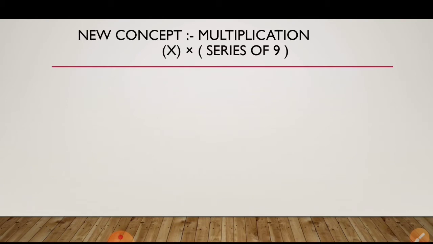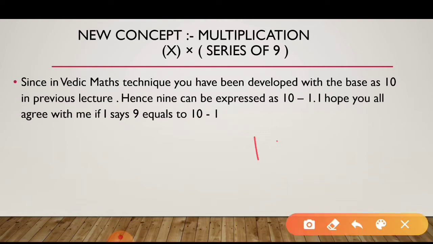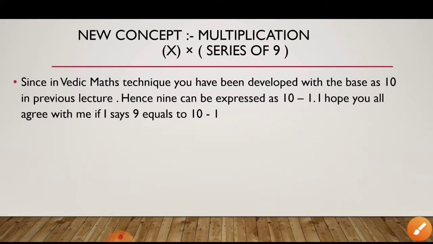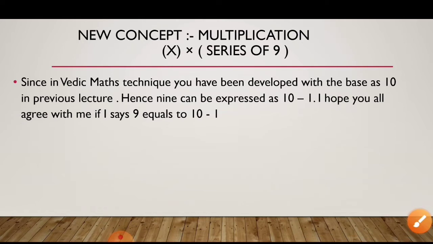So, our concept today is multiplication of a number by a series of 9s. In the Vedic math technique we developed with the base as 10 in the previous lecture, 9 can be expressed as 10 minus 1. When we subtract 10 minus 1, the answer comes 9. I hope you agree with me that 9 equals 10 minus 1.